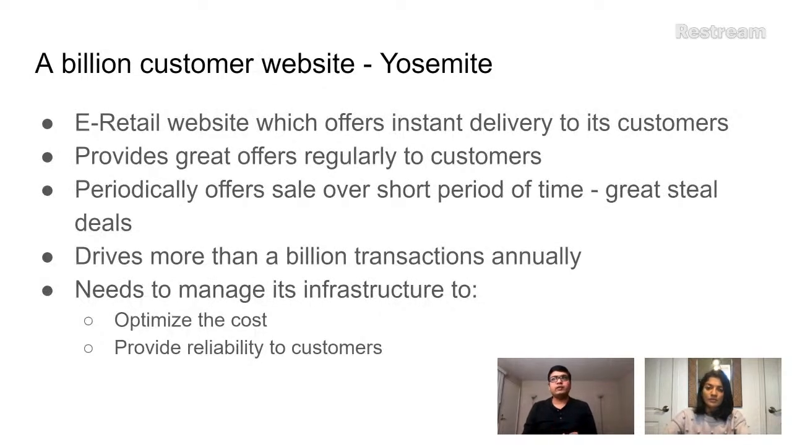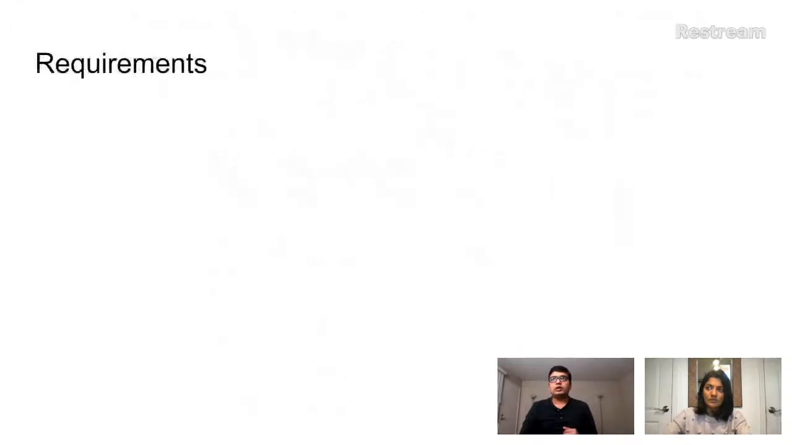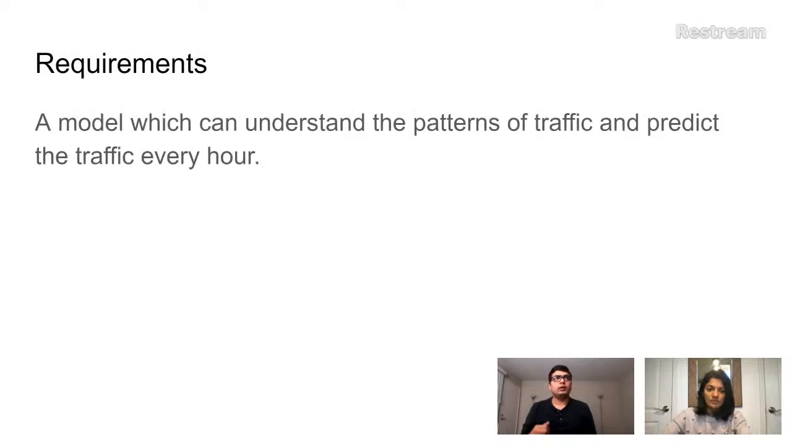But at the same time, if they don't know how much to scale up, the downside would be over-provisioning. Therefore, you would be spending a lot on infrastructure costs. So they have this requirement of a model which can understand the patterns of traffic and predict the traffic every hour.